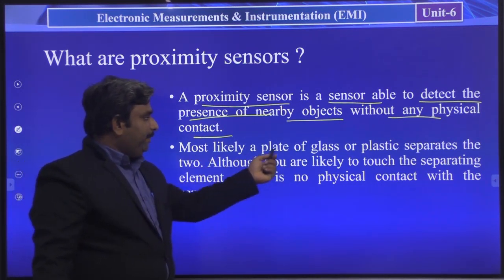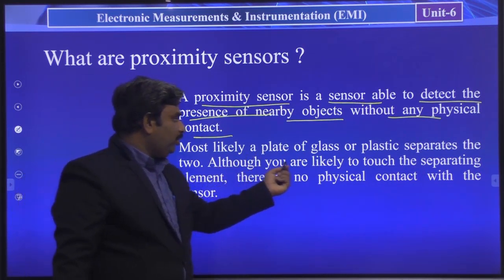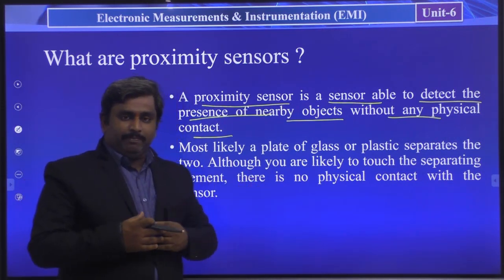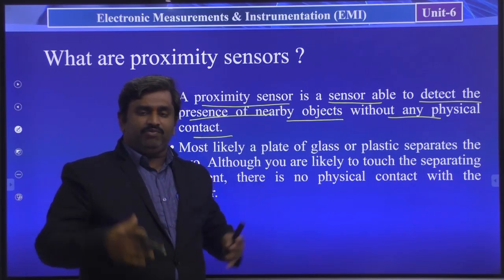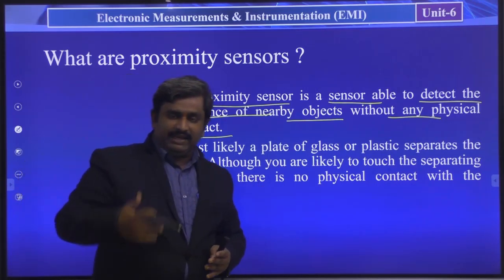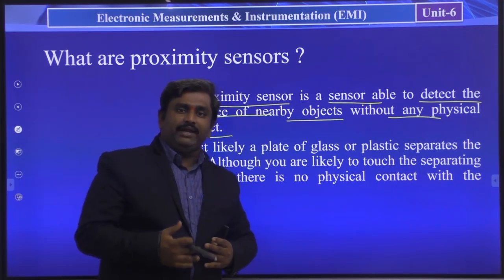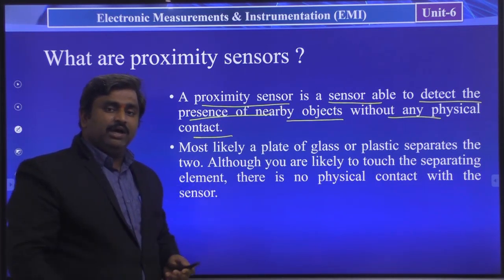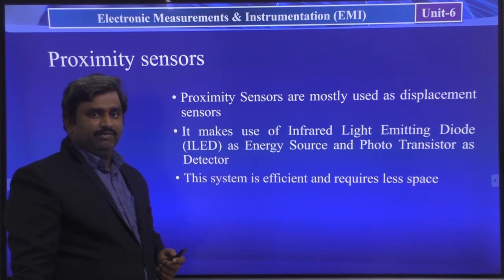Most likely, a plate of glass or plastic separates the two. Although you are likely to touch the separating element, there are no physical contacts with the sensor. That means if a glass or plastic material is separating two parameters, without touching, without contact, it is going to observe that some object is very near to me. Like that, it is going to identify its behavior.